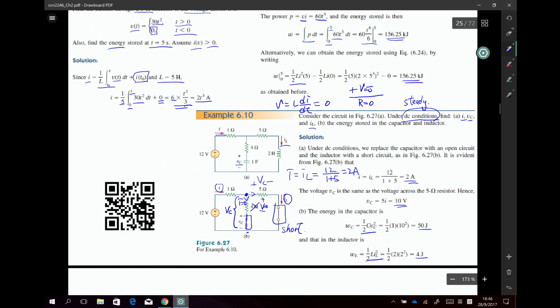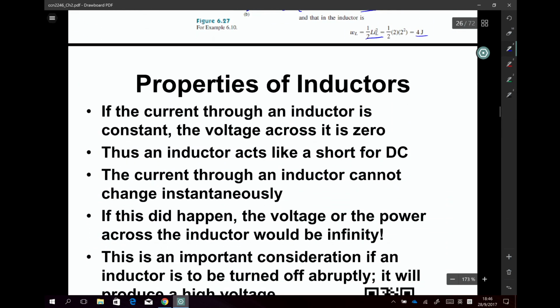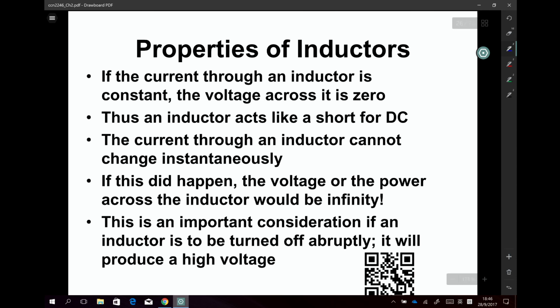Now we continue. Now we give you more about the properties of the inductor. We have already told you when the current through the inductor is a constant, the voltage across is 0 because V equal to L dI dt. When dI dt equal to 0, your V equal to 0. Therefore, it looks like a DC short circuit.